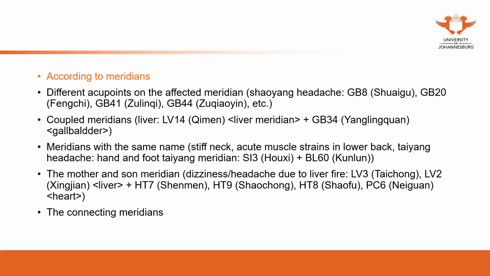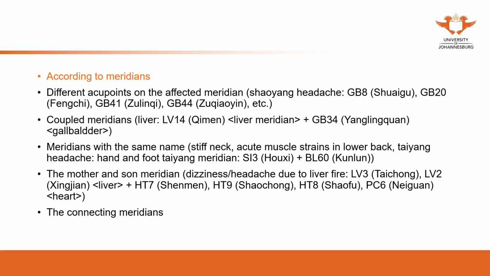We also can apply the mother and son meridians. The mother and son meridians are according to the five elements. Then you use heart 7, heart 9, heart 8. So the fire, the wood and the fire. The wood is the mother, the heart is the fire, that's the son.